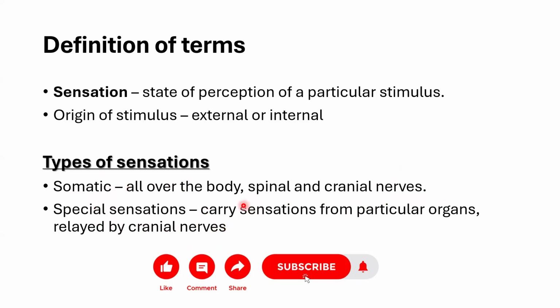So light sensation, auditory sensation, olfactory sensation, and taste sensation are perceived by these special organs, and then they are relayed by cranial nerves. Even somatic sensations are relayed by spinal and cranial nerves. So special sensations and somatic sensations are the only two types of sensations.